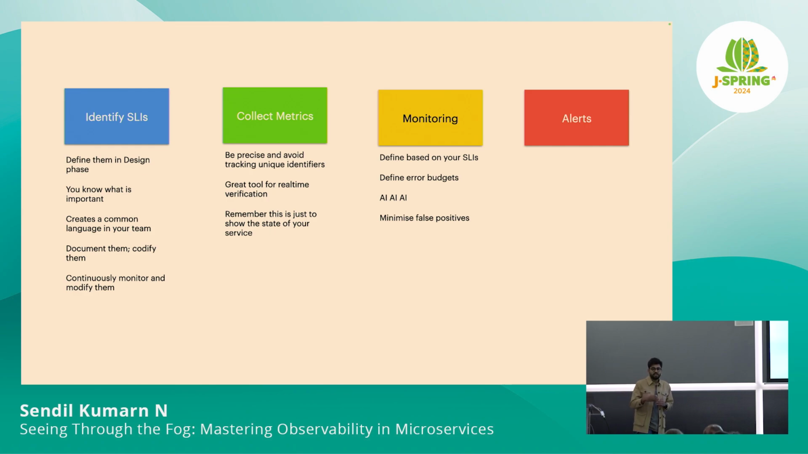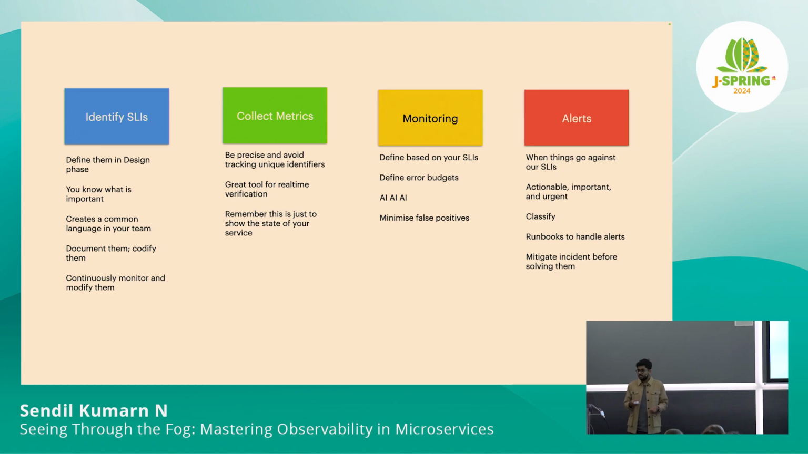You have to define error budgets, which help you define the thresholds beyond which you have to get alerts. And AI will help, and your job here is to minimize the false positives. Similarly, on alerting, when things go against SLIs, you have to give an alert. It should be actionable. You have to classify them, have runbooks, and mitigate the incident before it happens. That's basically what is needed.